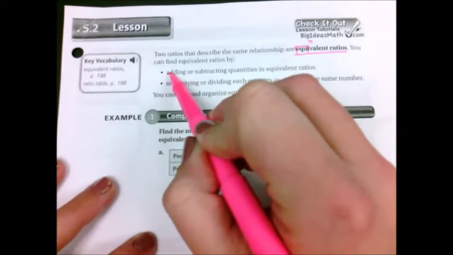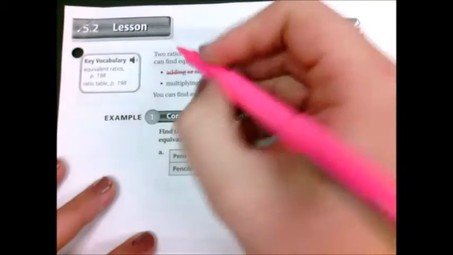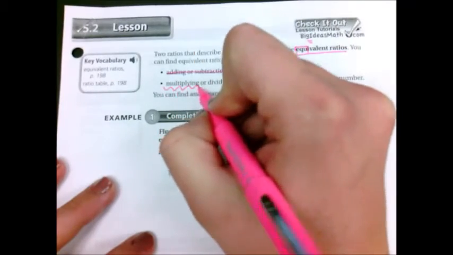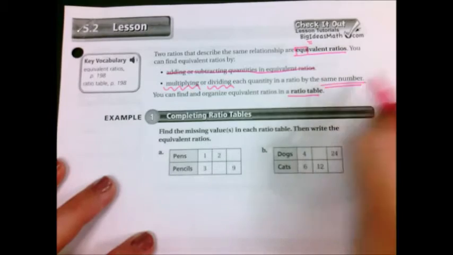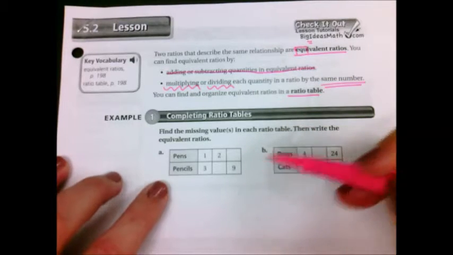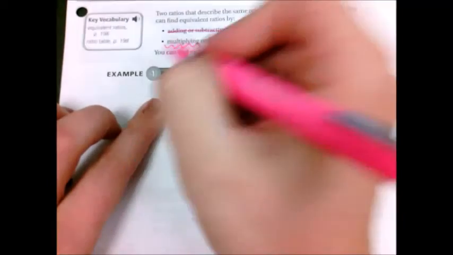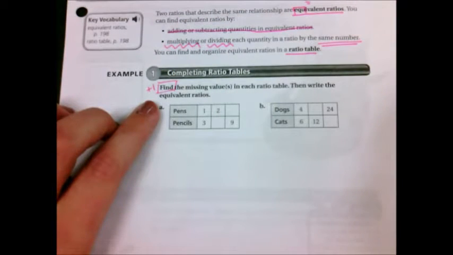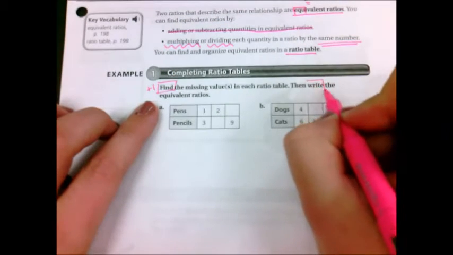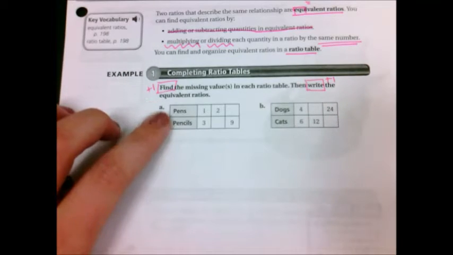The notes talk about adding or subtracting quantities. We are not going to do that. We are only going to multiply or divide by the same number to fill in these blanks in the ratio tables. So if I look at example 1, it says find the missing values. So that's how I'm going to earn 1 point, is by finding the missing values. And then I need to write, so that's where I'll earn my second point, the equivalent ratios.